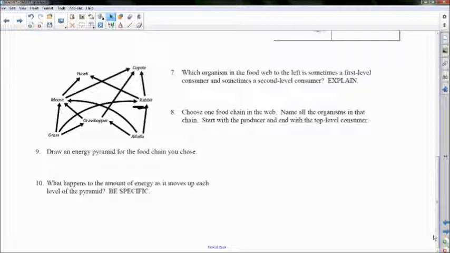Okay, so that's pretty much all there is for the homework. So you can go ahead and put that away, and we'll get started with the notes for today.